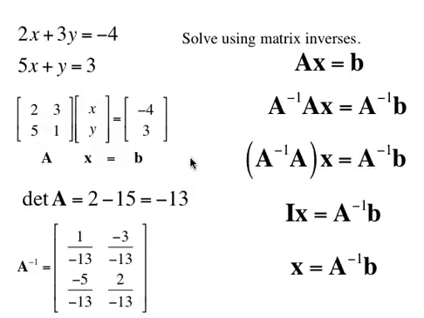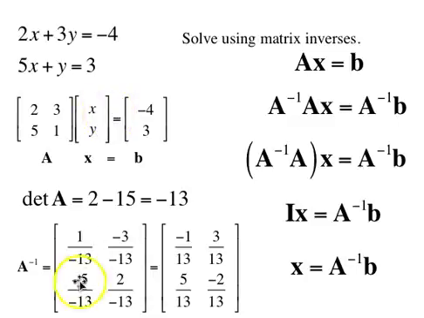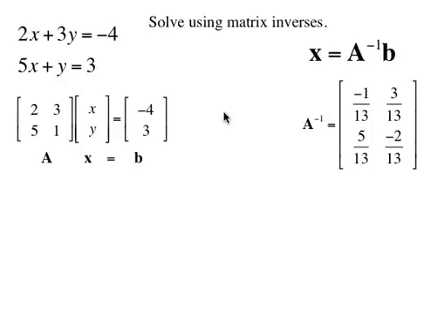That's A inverse. Let's simplify that a little bit. So negative 1/13, positive 3/13, positive 5/13, negative 2/13. So my answer is X is A inverse, this matrix, times B, this matrix, will give us our answer to our original system of equations. So there's A inverse, there's B.